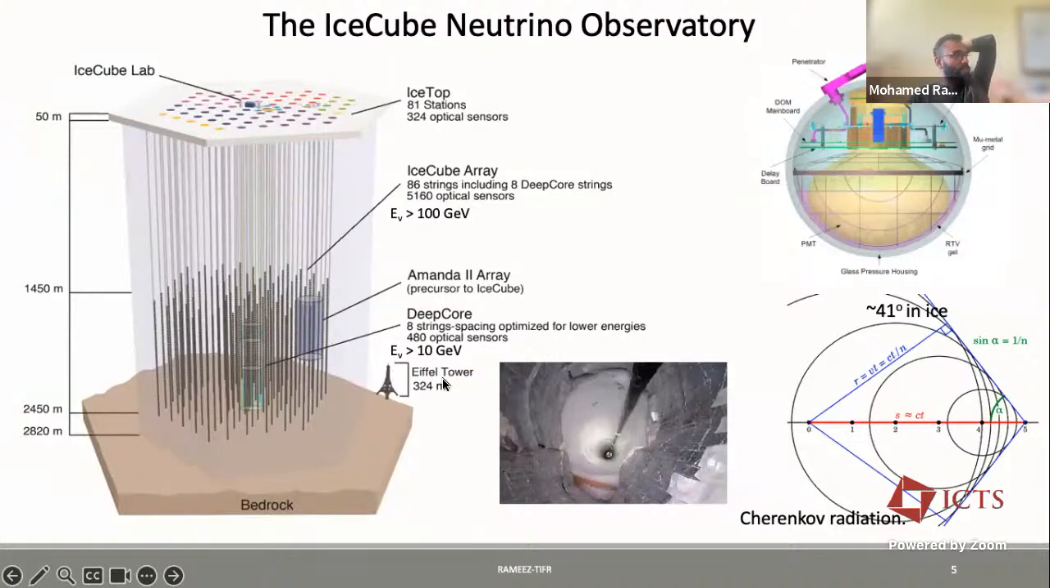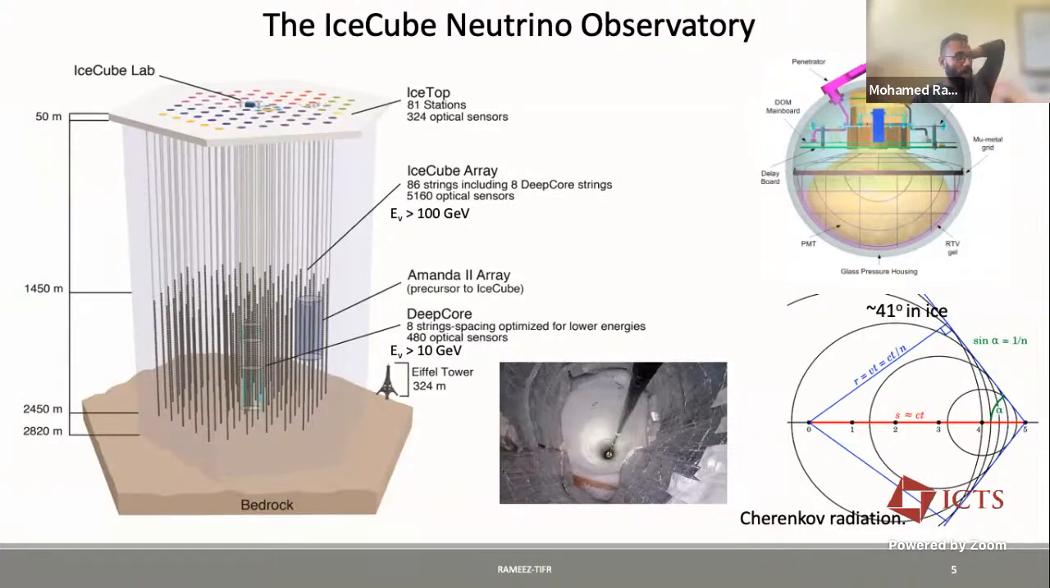And because of this, at the center of the detector, this DeepCore region has a threshold of about 10 GeV. So it is an order of magnitude lower. So basically, IceCube is a cubic kilometer array that is sensitive to neutrinos above 100 GeV. But at its center, the deeper part of it is a smaller detector that is more densely instrumented, which is sensitive to neutrinos of about 10 GeV.